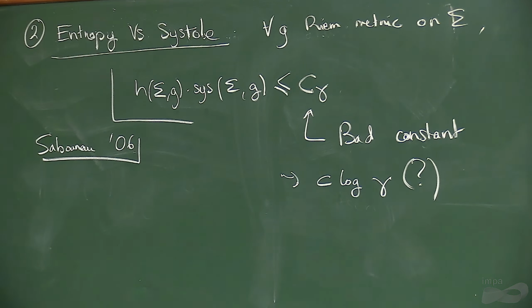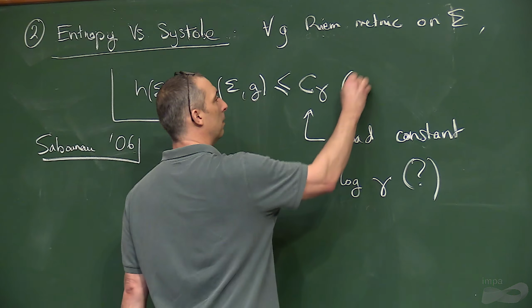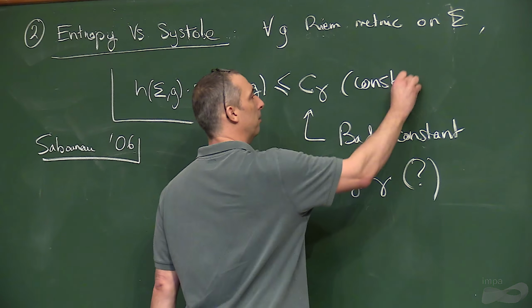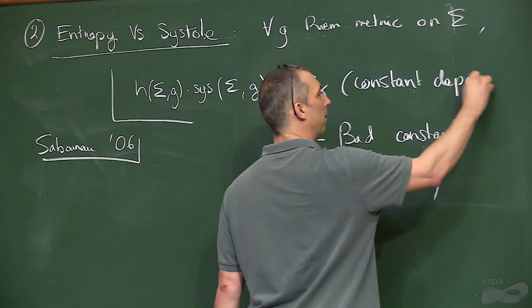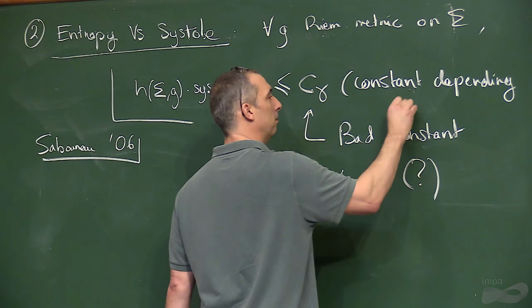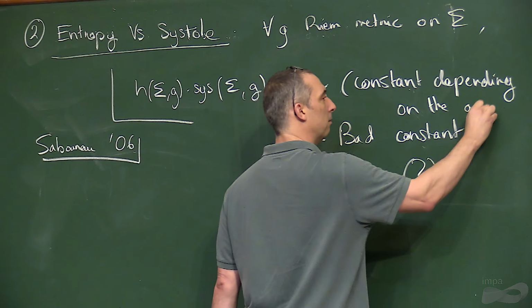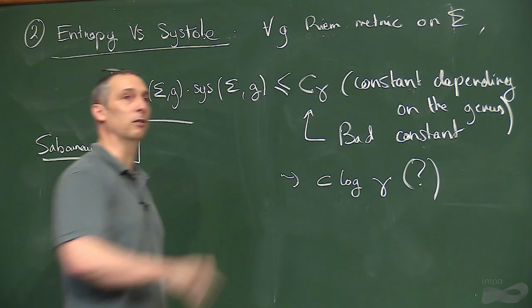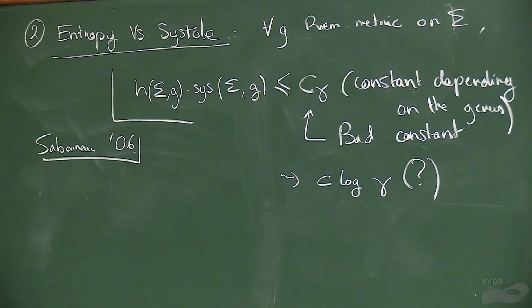It's a constant depending on the genus. If it had been a constant times the genus, it would have been a good constant. No, I don't remember. It's like exponential in the genus, or something like this. You don't remember, okay.